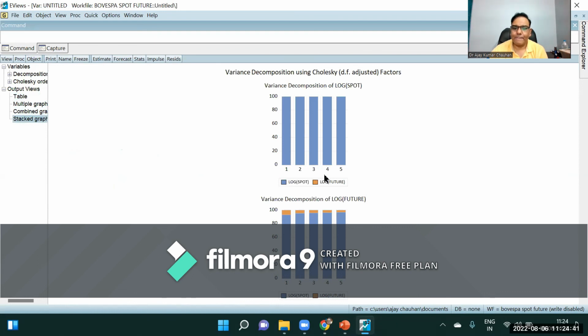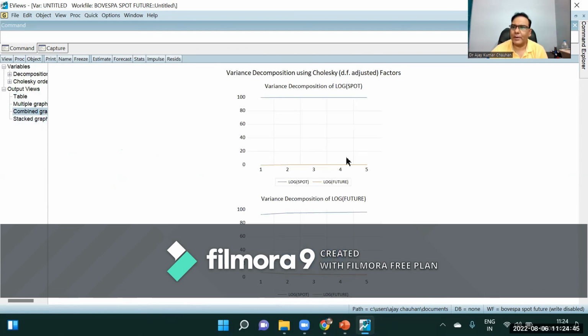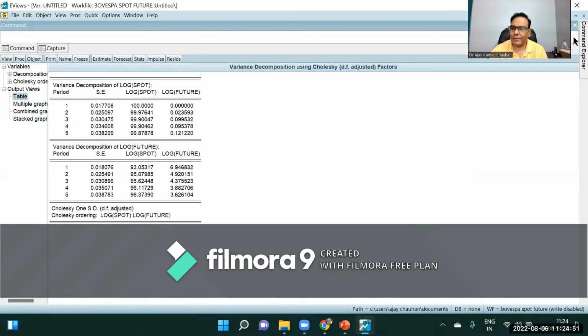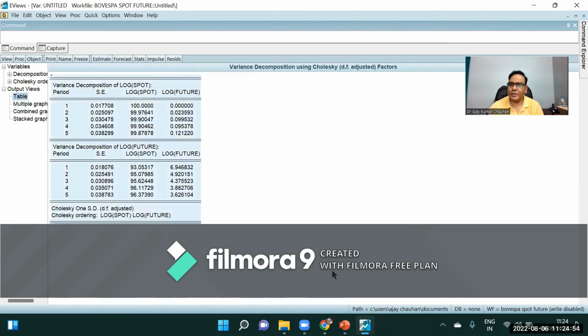Any of the graphs you can apply, multiple graphs, but normally we report the tables in the paper showing the impact of one series on another series. So in simple language, spot is not explained by the future, only by 0.12%. However, future can be explained by the spot by 96%. So future is totally compromising the spot. All the pictures and all the graphs indicate that the future series in the stock market is compromising the spot price. So this is one example of cointegration.